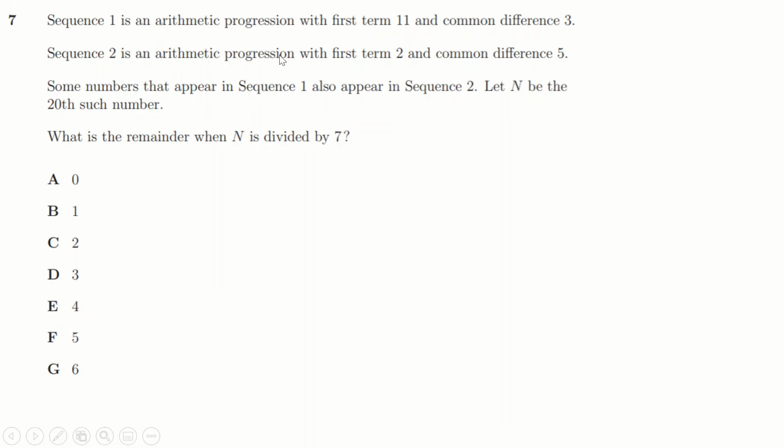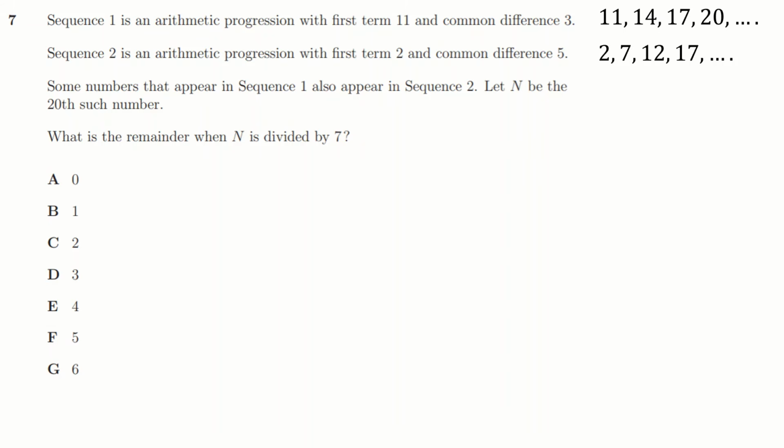Question number 7. So cool, I've taught this to year 7, so I know common difference 3 and first term 11 is a sequence that looks like that, and this is that. Some numbers appear in both sequences, so 17 I can spot immediately does. Let n be the 20th of the numbers.